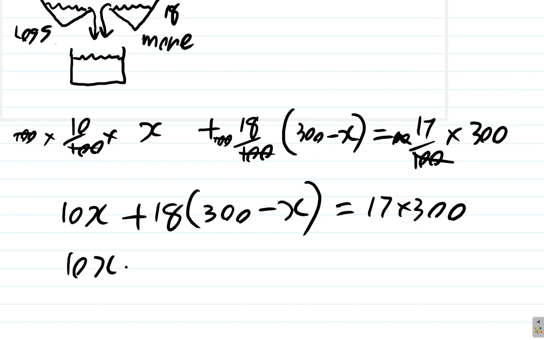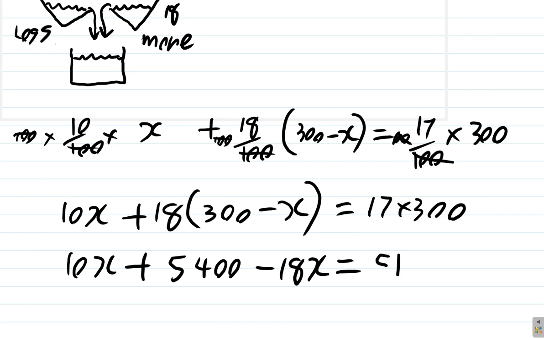So 10x plus 18 by 300 is what? 3 8 24. Bring down the 4, carry 2. 3 1 3 4 5. And you had the 2 zeros. 5400 minus 18x equals 17 by 300. 3 7s 21. Bring down the 1, carry 2. 3 1s 3 and 1. Done 2 5. You add the 100.